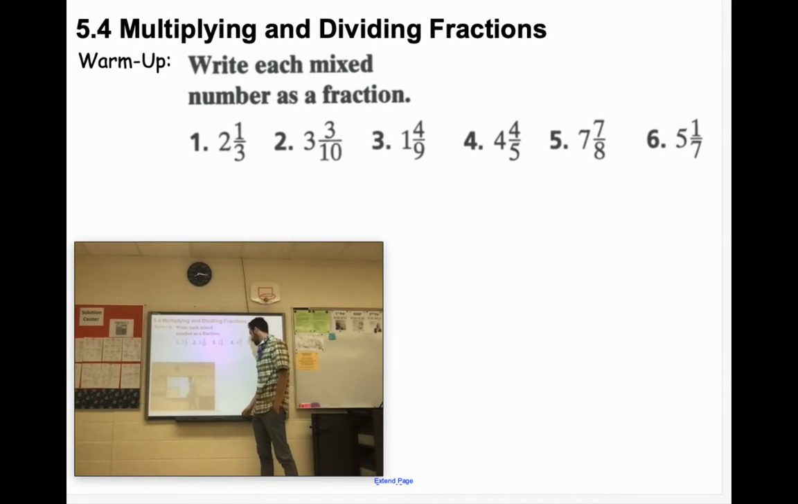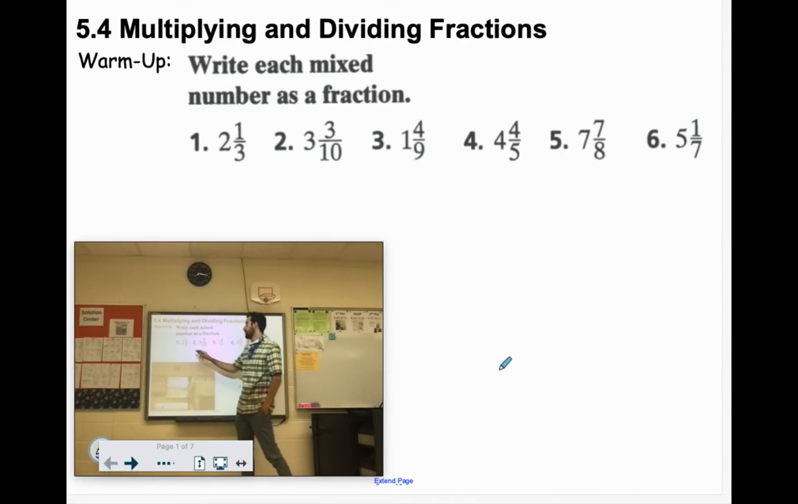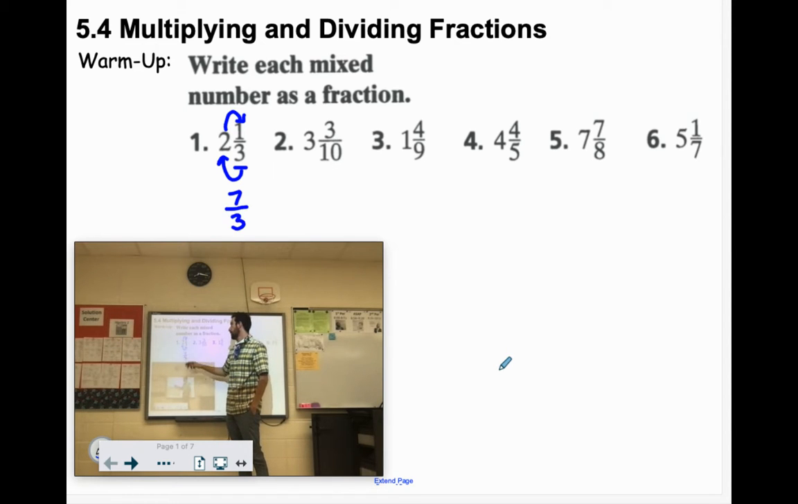Write each mixed number as a fraction. Remember to do that, you take the denominator, you multiply it by the big number, and then you add the numerator. So 3 times 2 is 6, plus 1 is 7. 7 over 3. You just keep that denominator. Here, 10 times 3 is 30, plus 3 is 33 tenths.